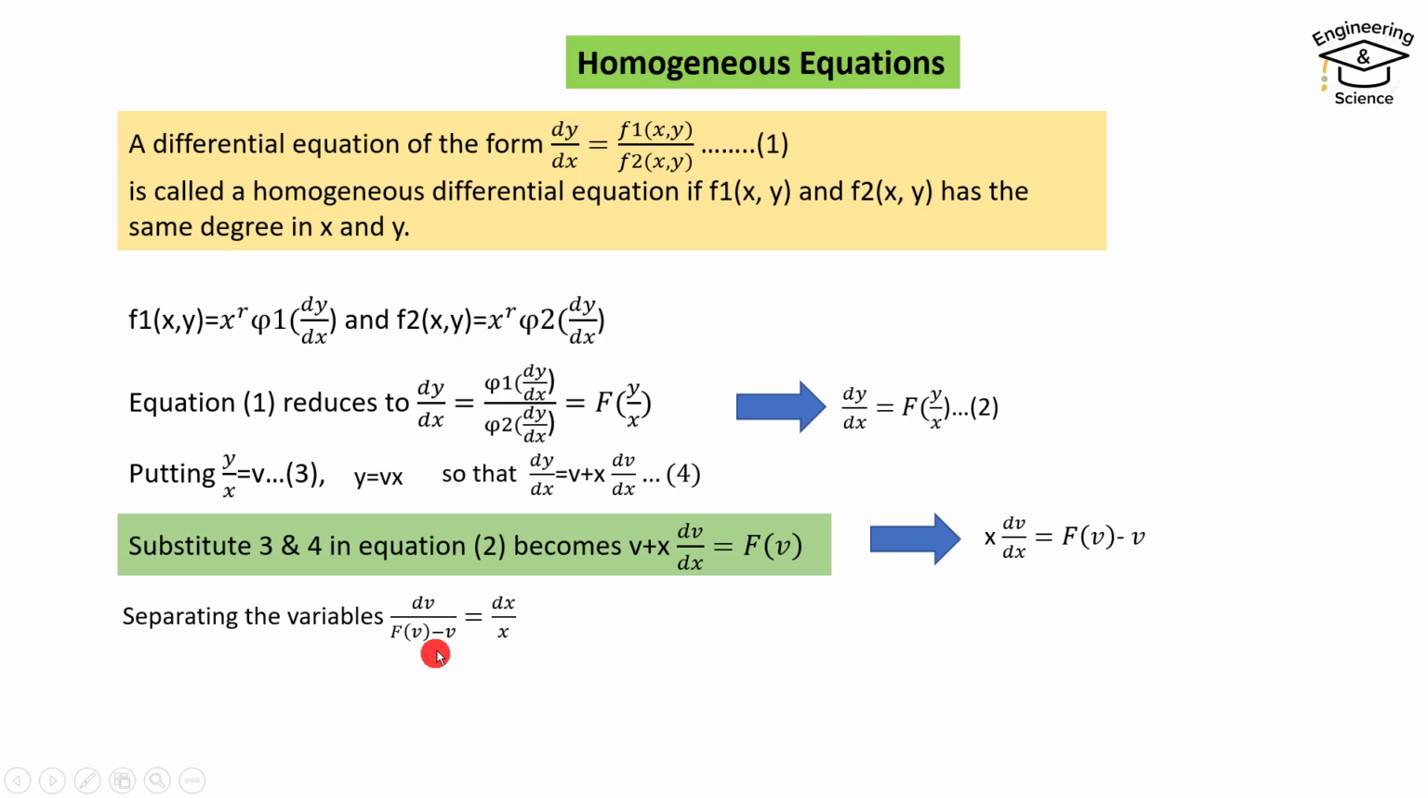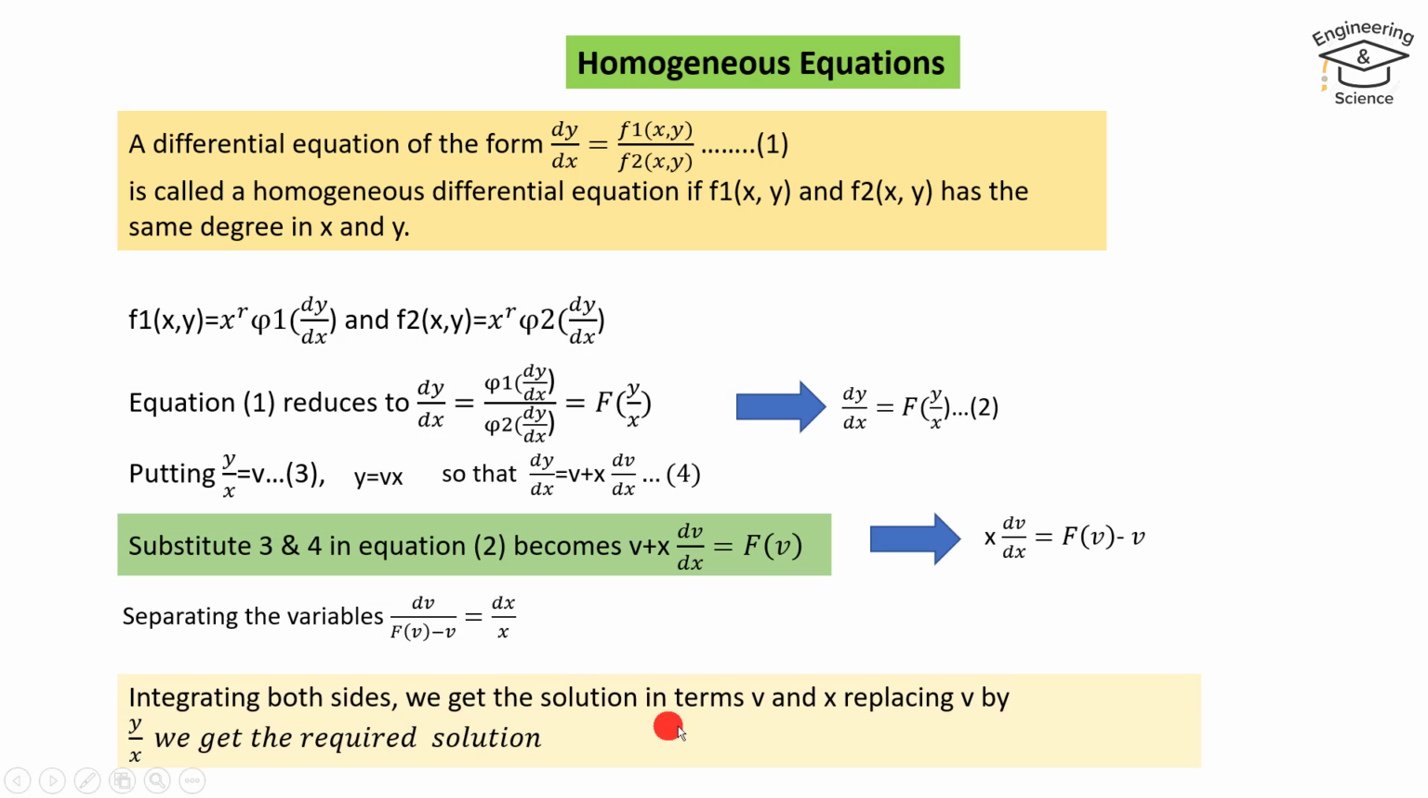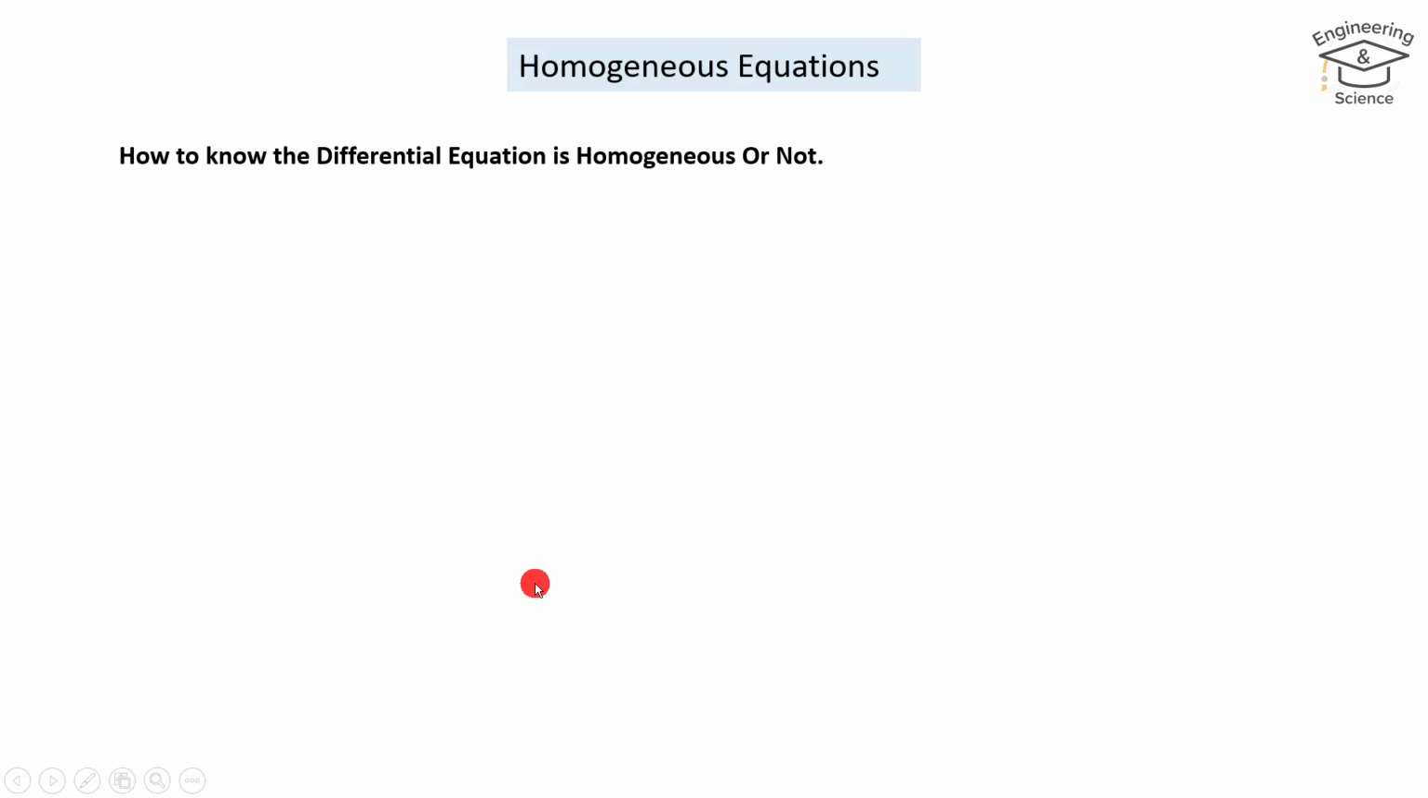Separating the variables, we get dv over F of v minus v equals dx over x. Integrating both sides, we get the solution in terms of v and x. Replacing v by y over x, we get the required solution. How do we recognize whether a differential equation is homogeneous or not?